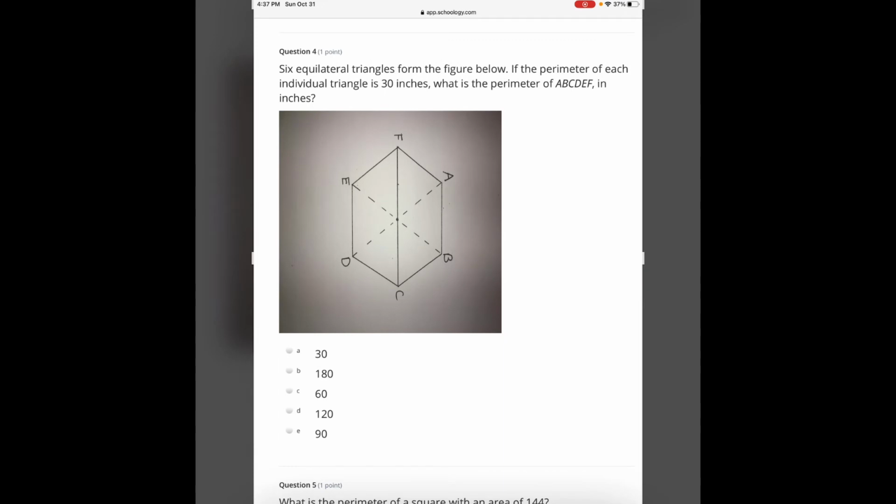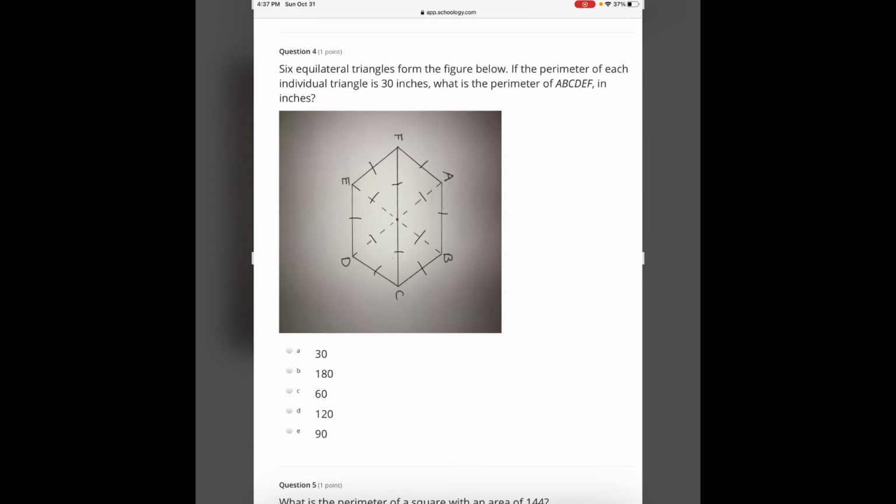6 equilateral triangles form the figure below. Equilateral means you have all three sides of your triangle are equal. And so I see 6 triangles in this thing, so all these sides are equal. Just put these little tick marks to let you see that all the side lengths of the triangles are equal. It wants the perimeter of this hexagon, A, B, C, D, E, F, so just the outside is what it wants.